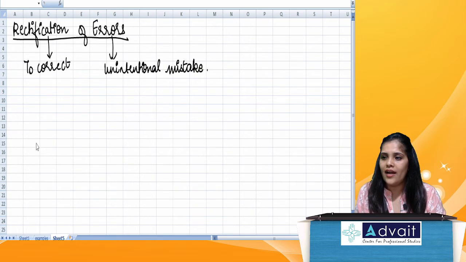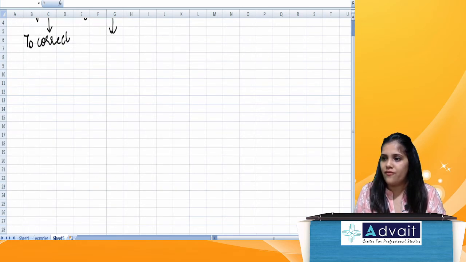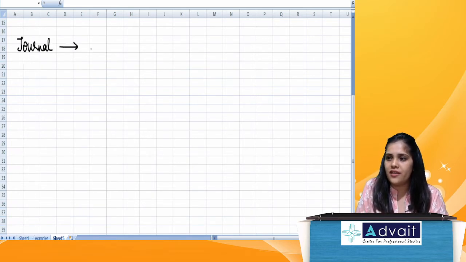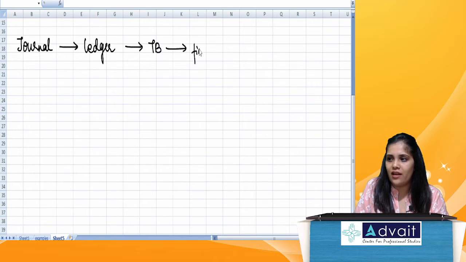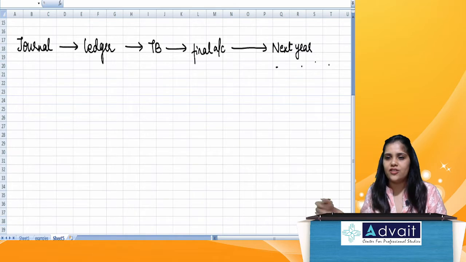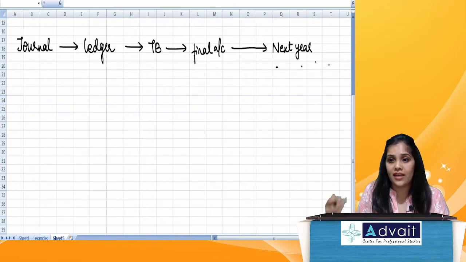Okay, now I had explained to you one thing. When we started our batch, we have journal from which we post the transactions to ledger. From ledger, we post to trial balance, from which we prepare final accounts. That is nothing but your P&L and balance sheet. Then you go to the next year. Again, in the next year, you start with journal, ledger, trial balance, final accounts, close the books. Then you start with the next year. So like this, the process keeps getting continued.